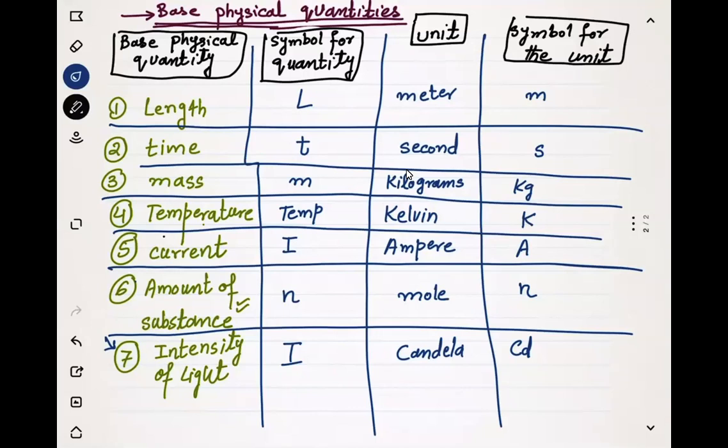So this was about base physical quantities, their units and their symbols. The next class would be about the derivation of base units of other quantities.